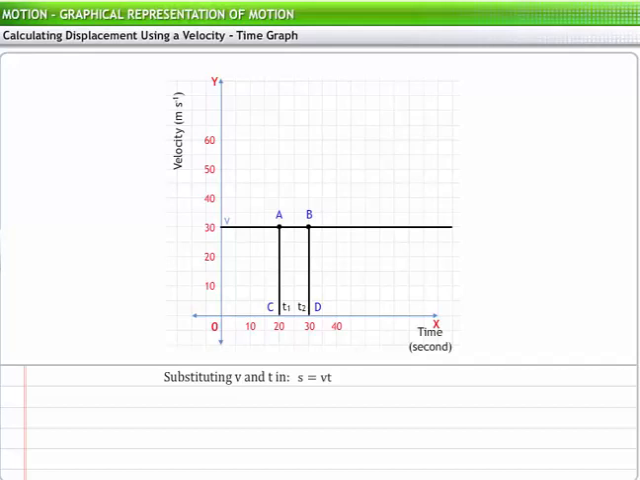Substituting v and t in the expression S is equal to Vt, we get S is equal to AC multiplied by AB. This is nothing but the area enclosed in rectangle ABCD under the velocity-time graph. Thus, in this case, the displacement of the car is equal to 30 meters per second multiplied by 10 seconds is equal to 300 meters.